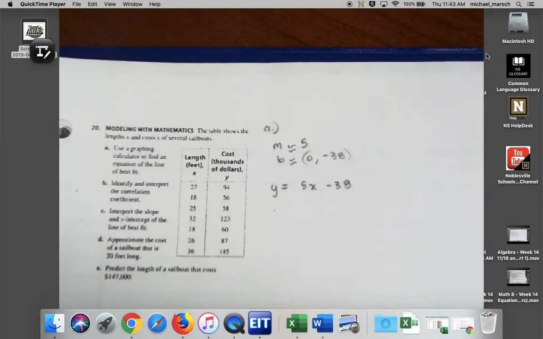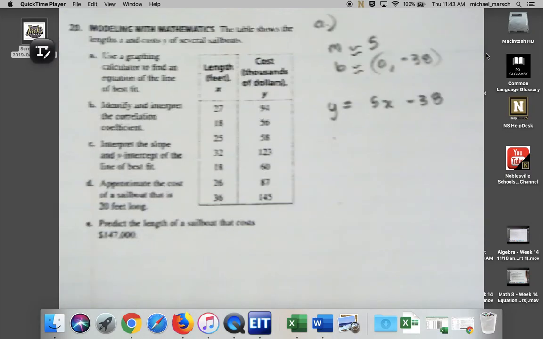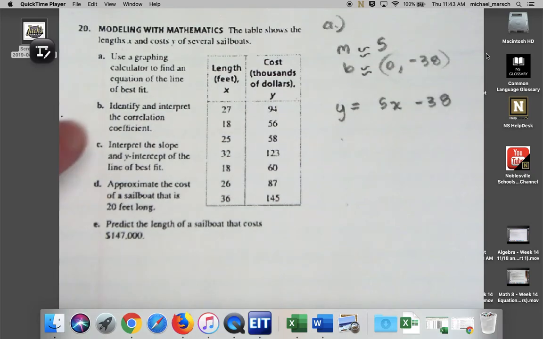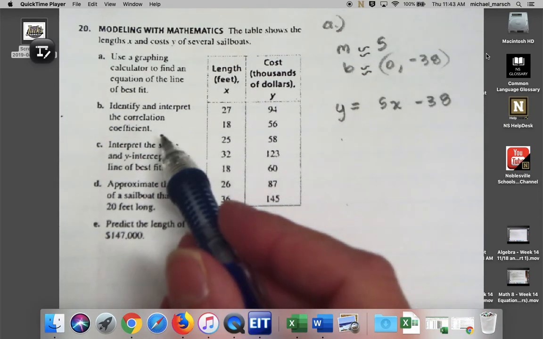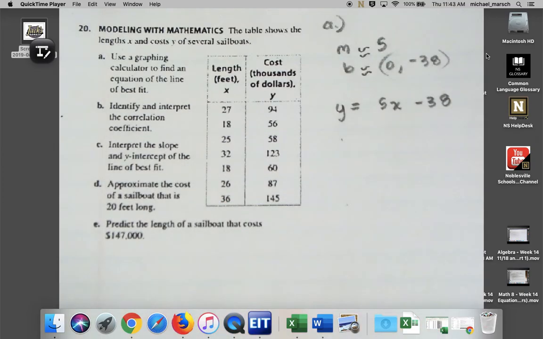Okay, so let's go ahead now and finish answering these questions for B, C, D, and E. B says, identify and interpret the correlation coefficient. We haven't talked about that, right? But I'm going to explain it now through going over this. The correlation coefficient is telling us how strong of a relationship something has. If it's really strong, it's going to be close to 1 or negative 1 on the spectrum.